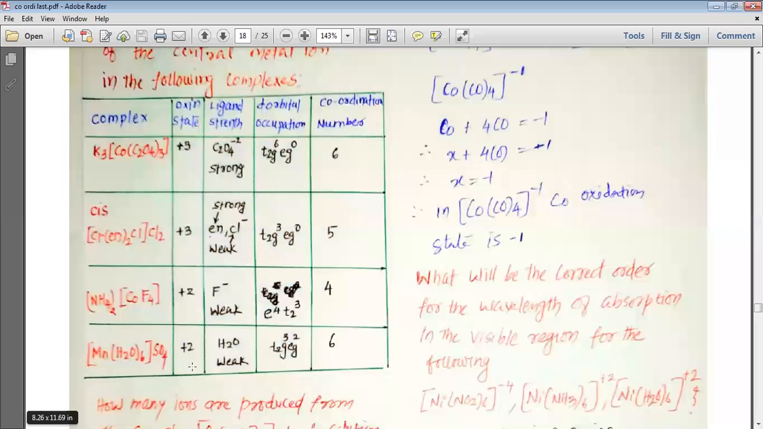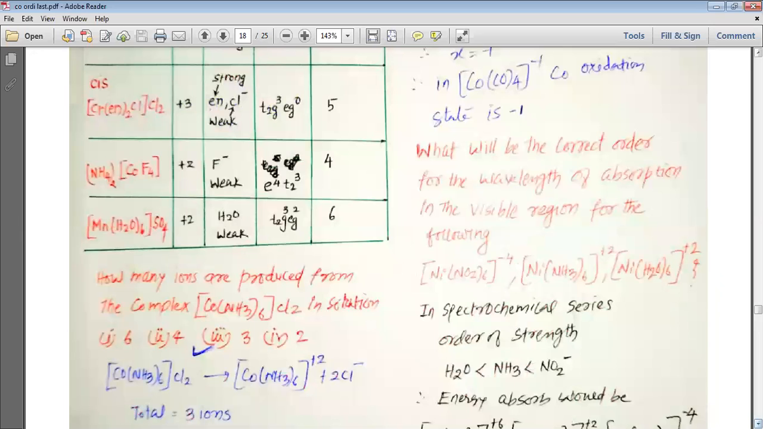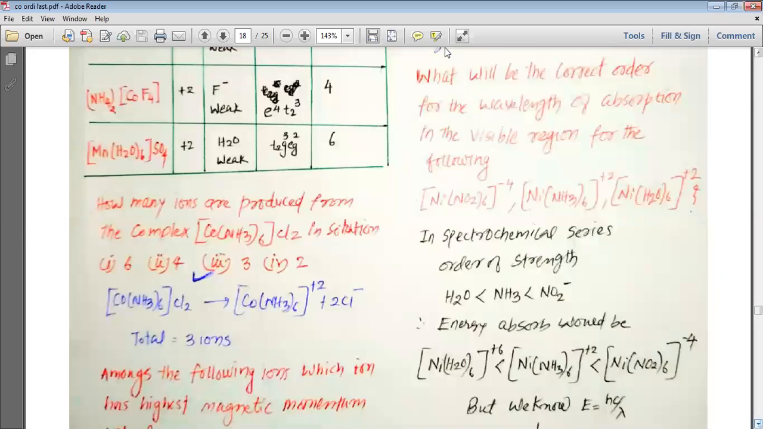For [Mn(H2O)6]SO4, my dear students, SO4 is -2, so [Mn(H2O)6] is +2, and H2O has no charge, so the oxidation state of Mn is +2. H2O is a weak ligand. In Mn +2, there are a total of 5 electrons. H2O being a weak ligand does not cause any pairing, and that is why there are 3 electrons in t2g and 2 electrons in eg. As we have H2O6, the coordination number for Mn is 6.